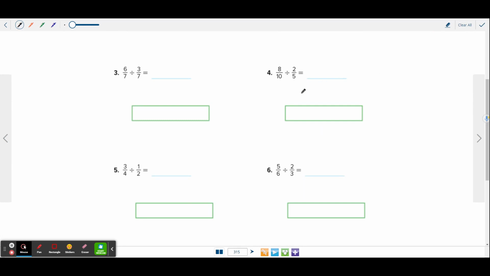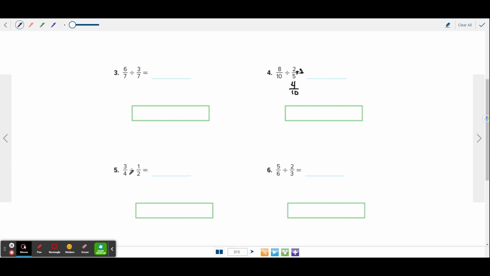But when you get to 4, you don't have the same number. You have 10 and 5. So you need to make this a 10, right? So we would have 8/10 divided by, and you want to take this times 2 to get 10. So that'd be 4/10. 8/10 divided by 4/10. And then you would do the same thing. Cut this into 10 sections, shade in 8 of them, and then you're going to circle groups of 4.